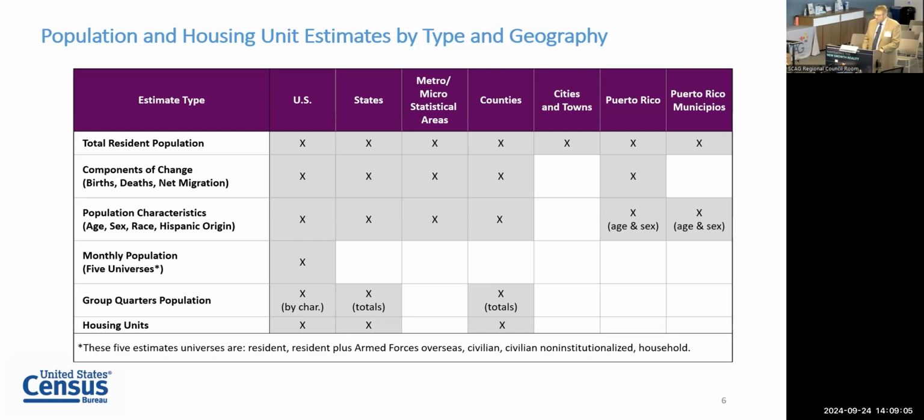At the national level, we do monthly population estimates, and we do that by different universes. So the resident population, household population, civilian, non-institutional. Big reason for that with the national level is because those are used as controls for the Current Population Survey, which uses that civilian, non-institutional population. Group quarters population, we do that by characteristics at the national level, but for states and for counties, we only do the totals. And finally, housing units we do for the nation, states, and counties.